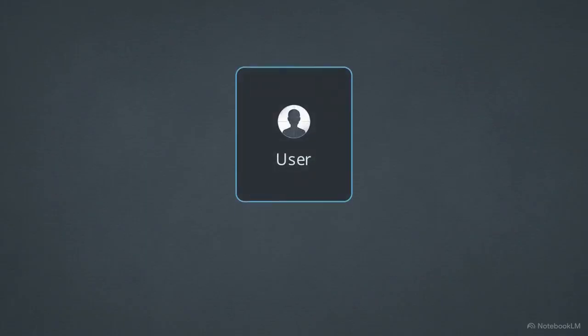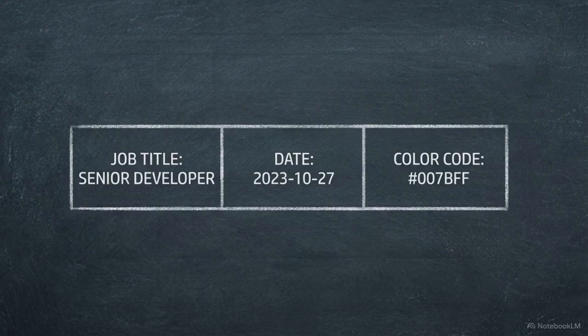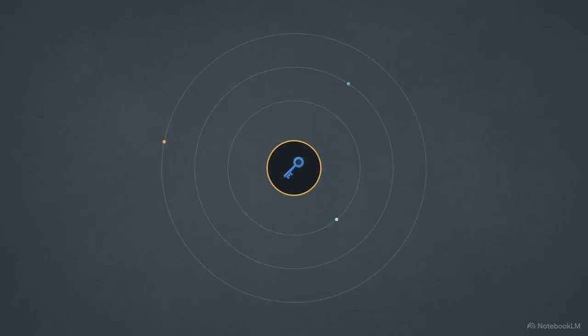An attribute is a static fact: a title, a due date, a color preference. These pieces of information have no independent life cycle. They exist entirely to describe something else. An entity is a meaningful, independent object. It has its own history, its own metadata, and its own rules.